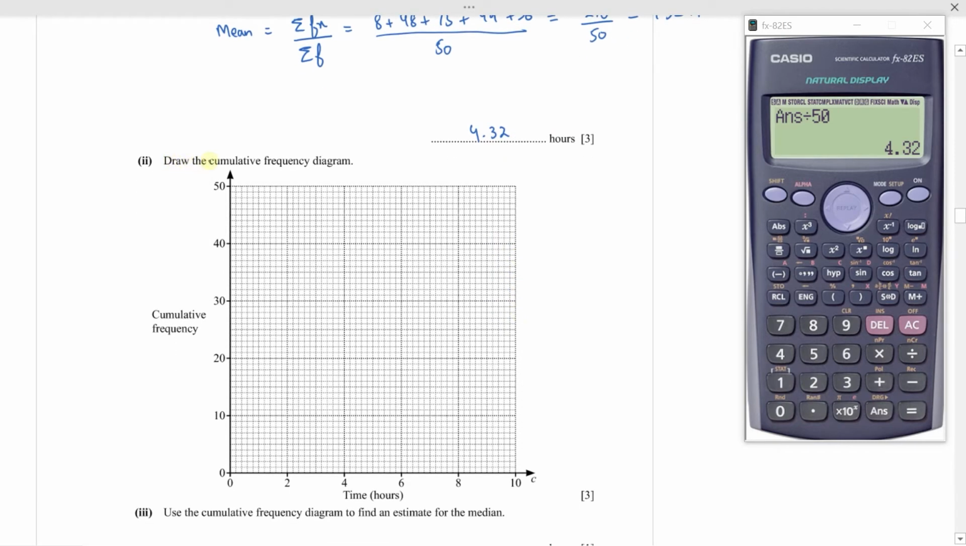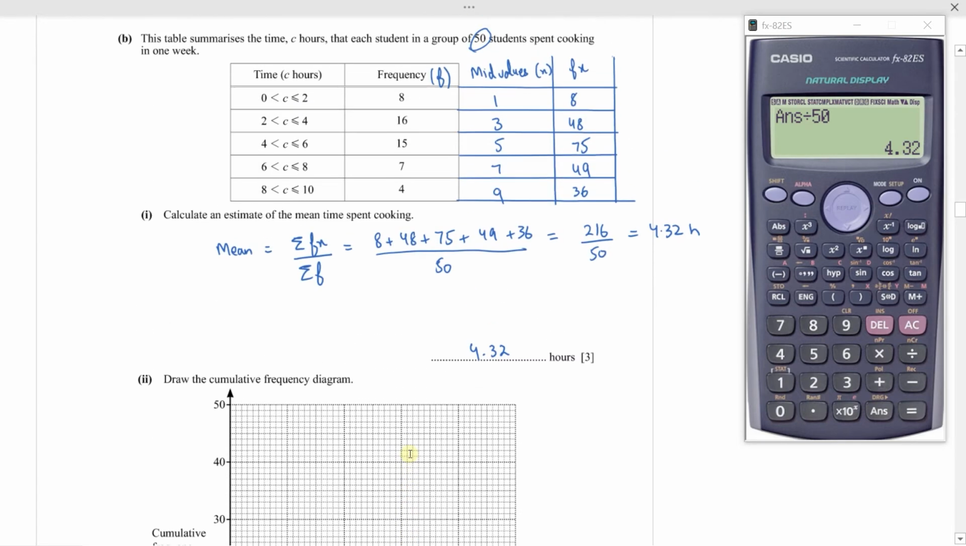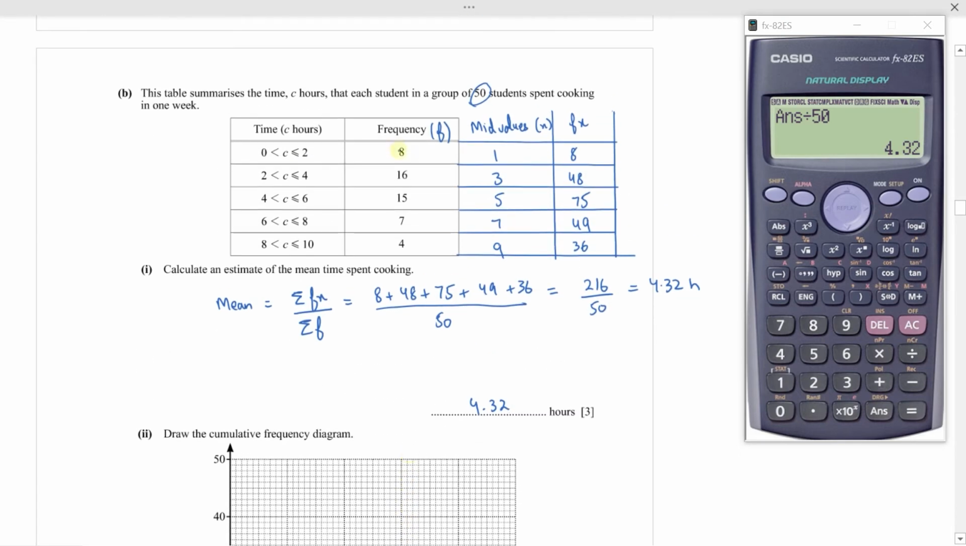The next part is draw the cumulative frequency diagram. You have cumulative frequency on the y-axis and time in hours on the x-axis. To draw the cumulative frequency curve, I need to add another column here for cumulative frequency. So let me just extend this table here now.